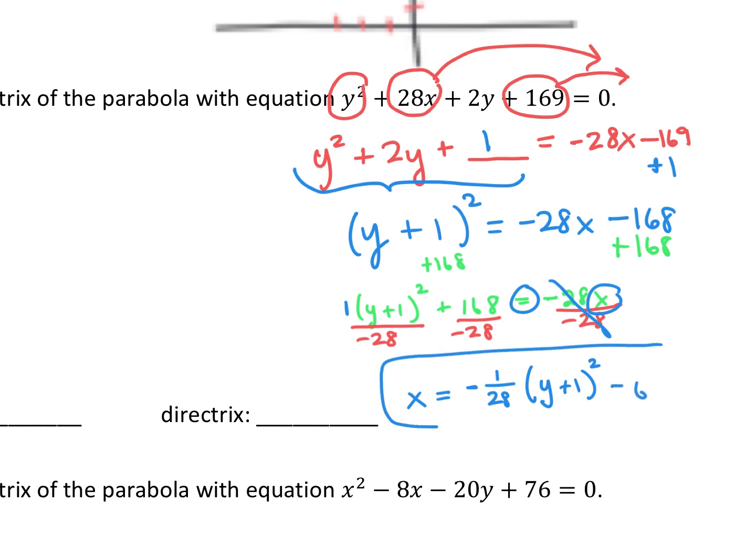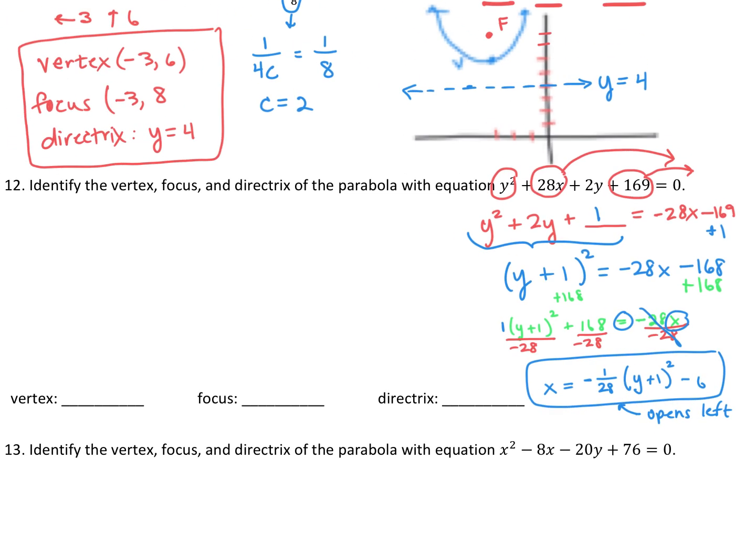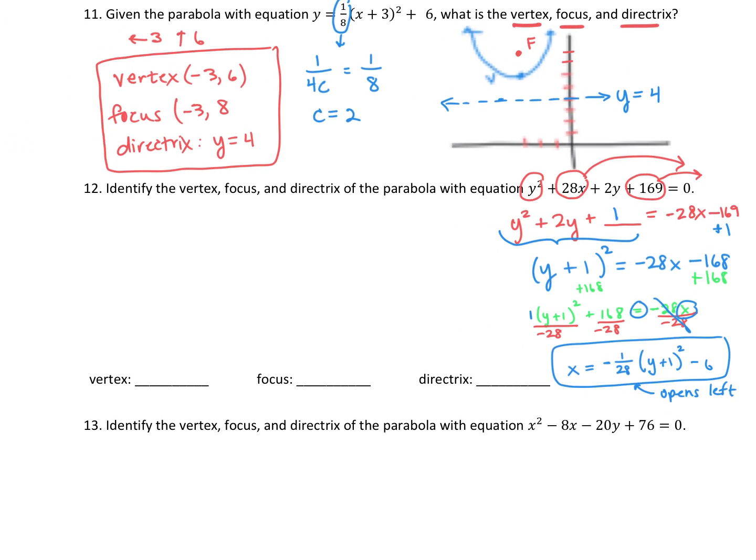All right, here is our equation. It's an x equals, so we said it's going to open left or right, and this 1 over 4c is negative, so this parabola is going to open to the left. It opens left. Okay, well, let's sketch this out. It opens left, and then the vertex has moved away from the origin.